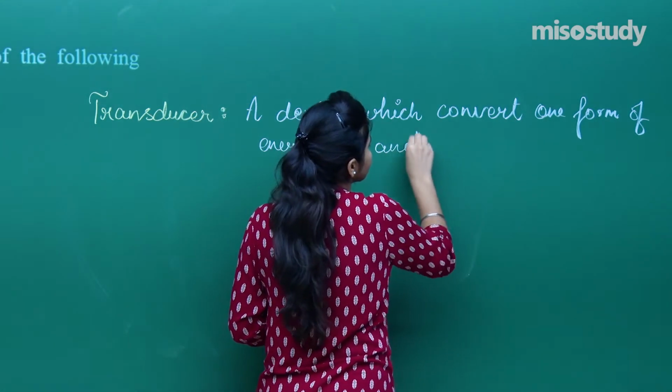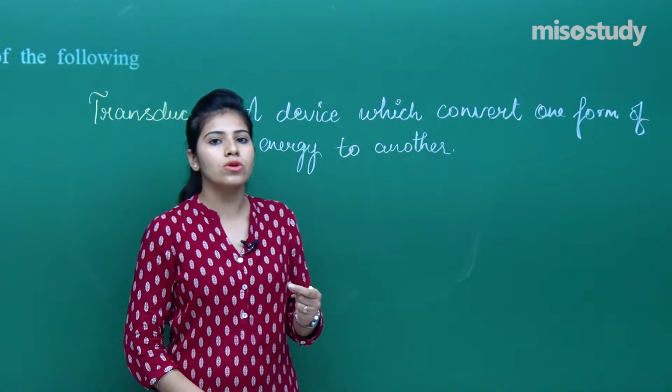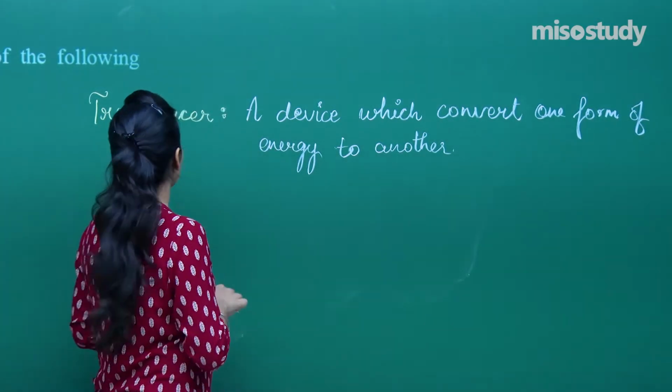And I remember I also gave you the example of photocell. Photocell is a device which is used to convert the light into the electrical energy. So this is the example of transducer.